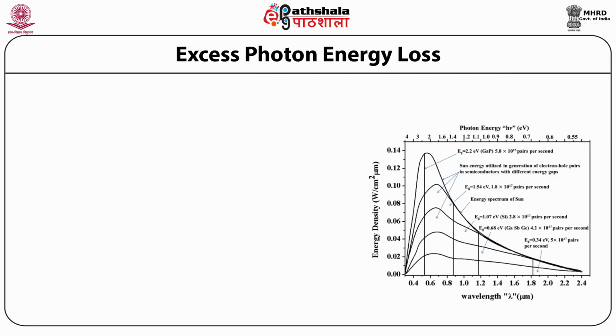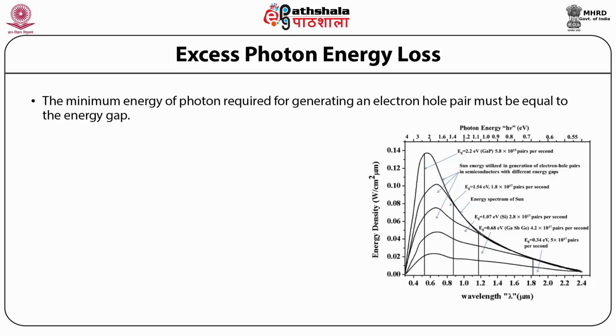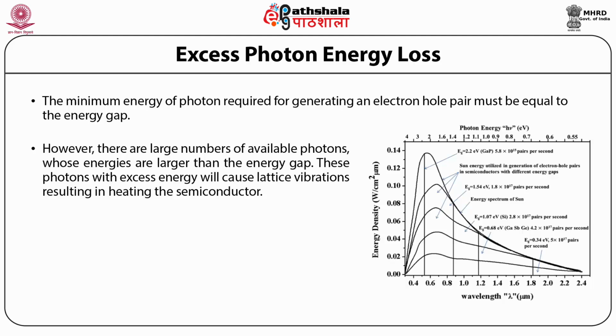Excess photon energy loss. The minimum energy of the photon required for generating an electron hole pair must be equal to the energy gap. However, there are a large number of available photons whose energies are larger than the energy gap. These photons with excess energy will cause lattice vibrations, resulting in heating of the semiconductor.